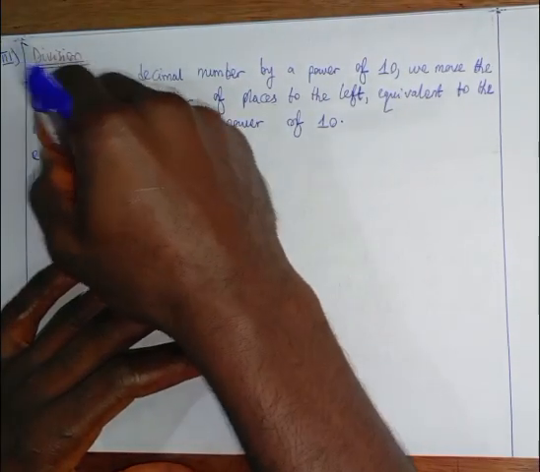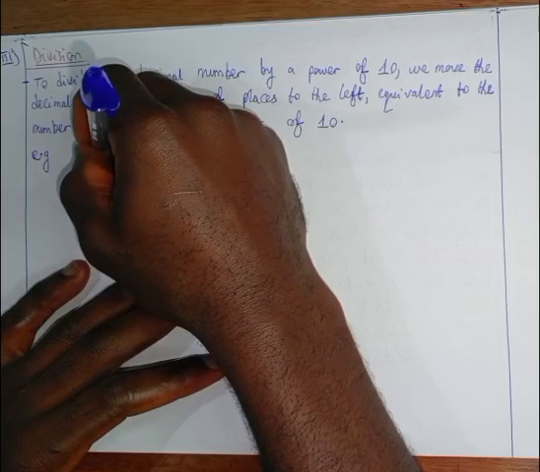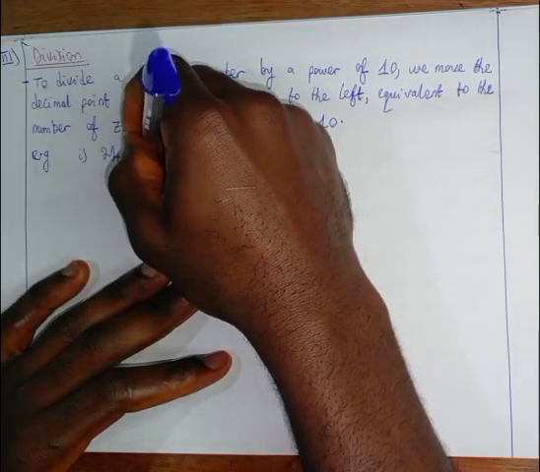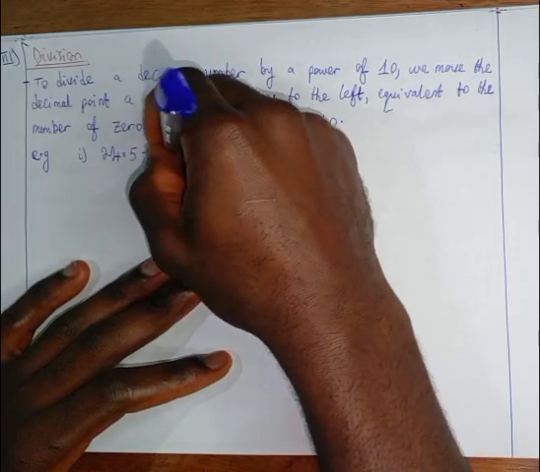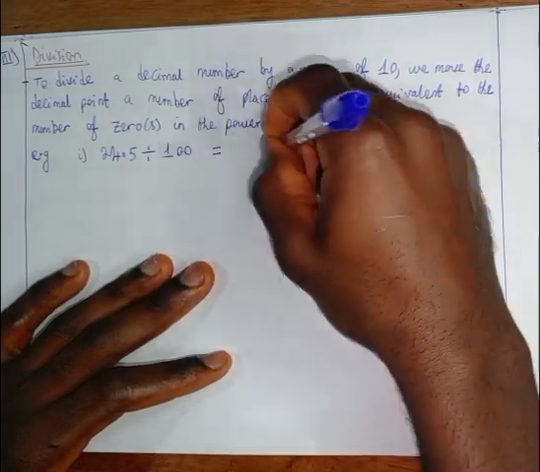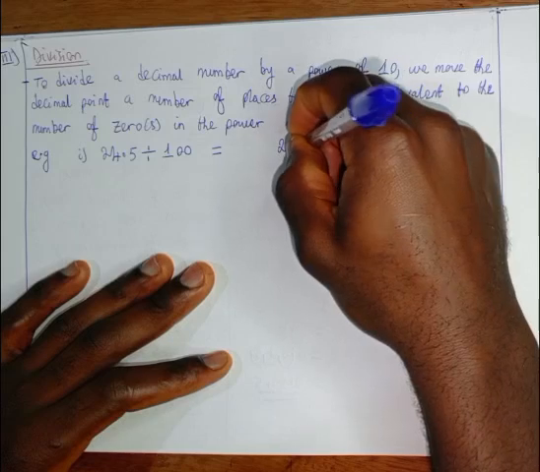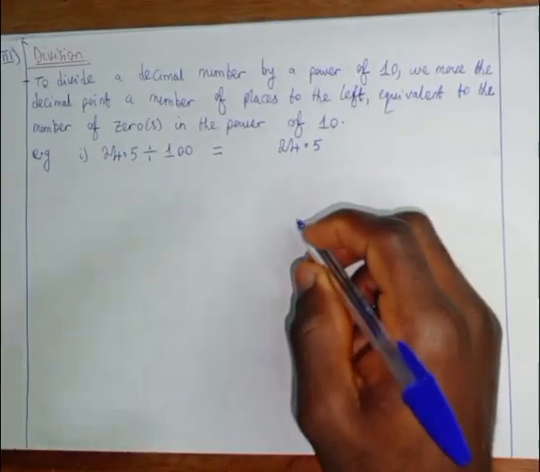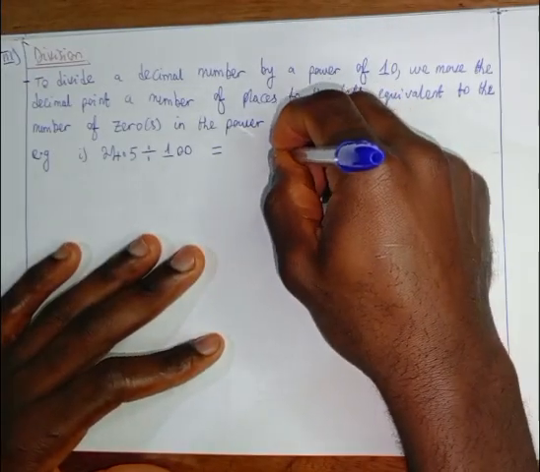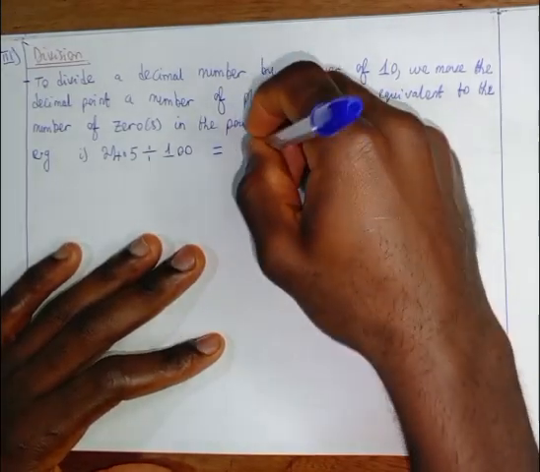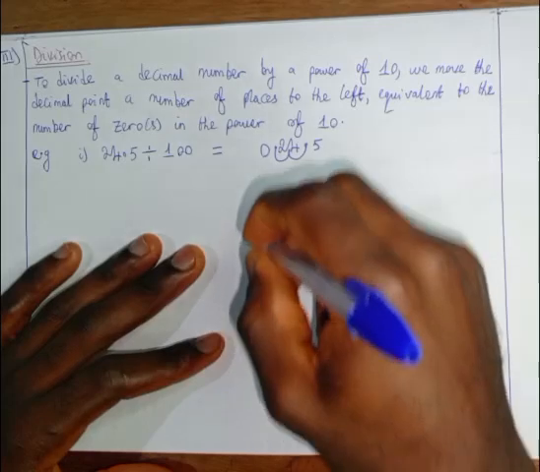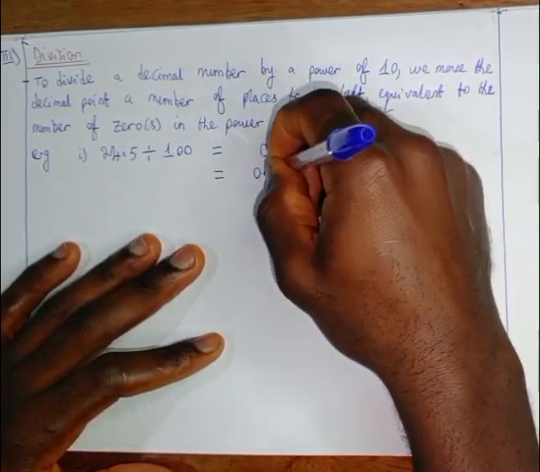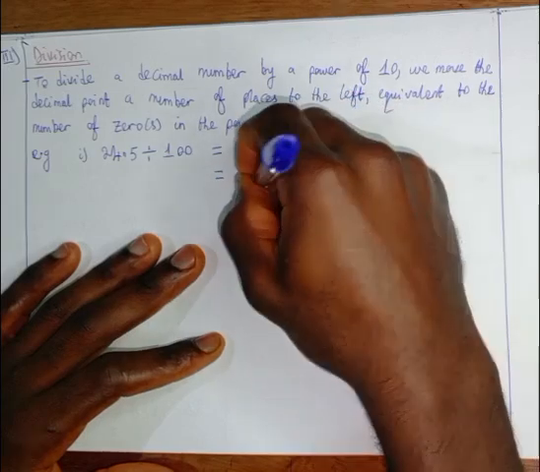E.g., examples, we have i, 24.5 divided by 100. This will simply be equal to 24.5. We are going to move the decimal point 2 places to the left hand side. This will give us 1, 2. The decimal point will be here. Fix a 0. Our answer will simply be 0.245.